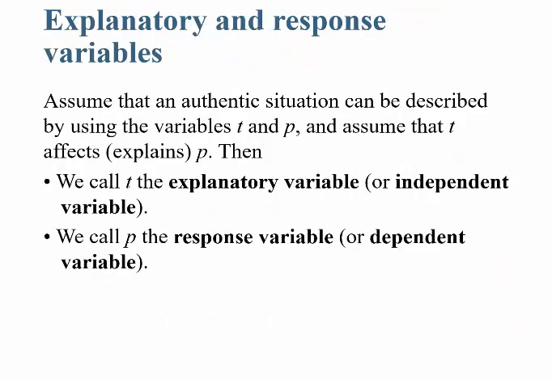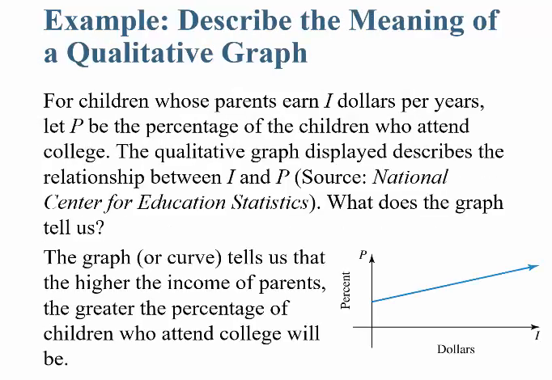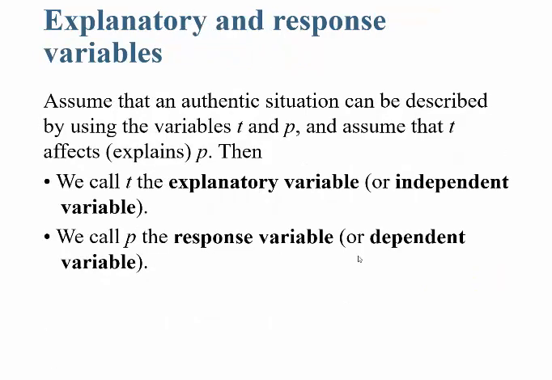Okay, so once we have these graphs, we notice here that we have two variables, one called I and one called P. We wanted to find out what are called explanatory and response variables. So assume that an authentic situation like income and percentage who go to college can be described by using variables, I don't know, we'll call them T and P. And assume that T affects or explains P. Then we call T the explanatory variable or the independent variable, and we call P the response variable or dependent variable. Like, let me go back here.